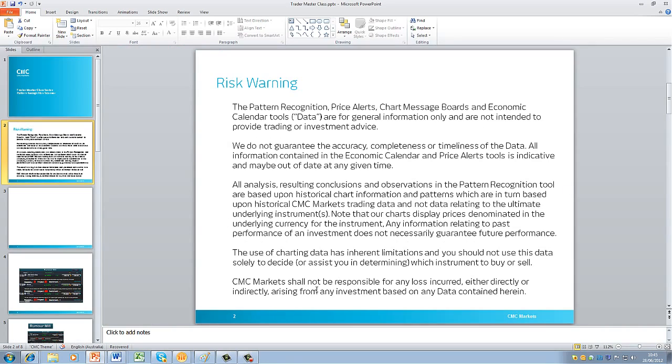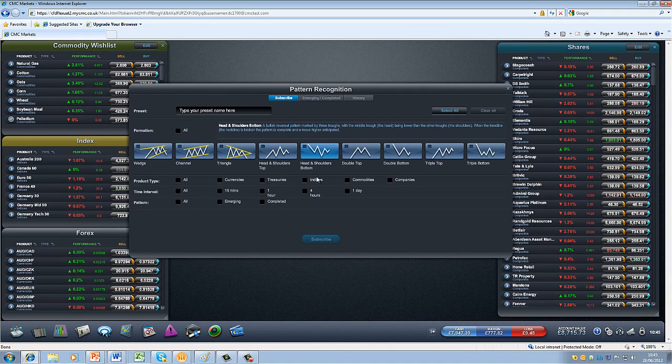So the next thing I want to quickly do is jump on to my actual trading platform itself, and as you can see there, I've already got my pattern recognition scanner element opened up, and you open up pattern recognition from down here. The very first thing you want to do is give yourself a quick preset name. I'm just going to call it test 1. You've then got the ability to choose which formations you want to select. You can just select all if you want to select all of them.